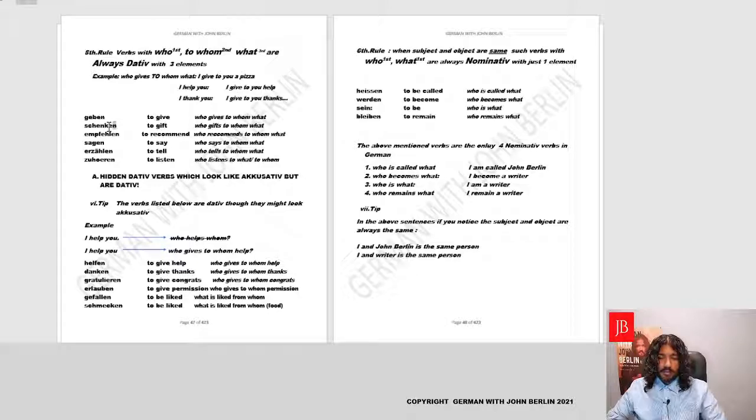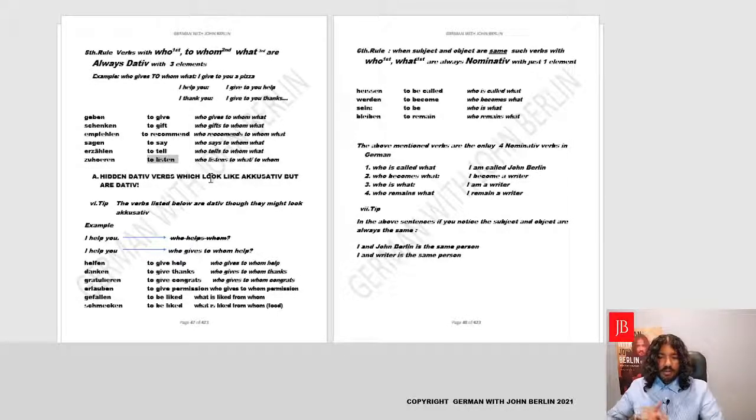Similarly, schenken, let's see what it requires. It means to gift. So it is who gifts to whom what. So it requires who, the person who's giving, to whom something is being given, and what, the thing that is being given, yes. Empfehlen, to recommend: who recommends to whom what. It requires who, the person who's recommending, to whom something is being recommended, and what is being recommended, yes. Similarly, you have sagen, which is to say, erzählen, which is to tell, and zuhören, which is to listen.